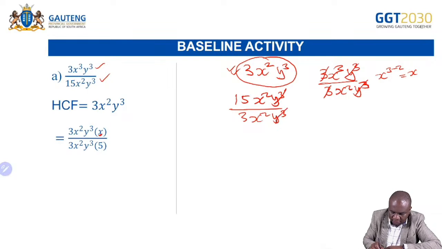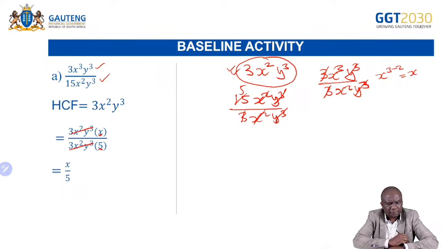Y cubed divided by y cubed, we get 1. X squared divided by x squared, we get 1. Then 3 into 15 is 5. That's why we have this 5 there. Okay? Right. So then here, the highest common factor, 3x squared y cubed divided by 3x squared y cubed is 1. So we remain with x over 5.